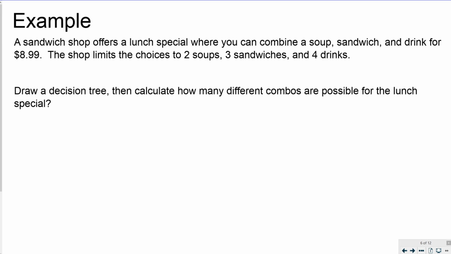A sandwich shop offers a lunch special where you can combine a soup, sandwich, and drink for $8.99. The shop limits the choices to 2 soups, 3 sandwiches, and 4 drinks. Draw a decision tree and then calculate how many different combos are possible for the lunch special.